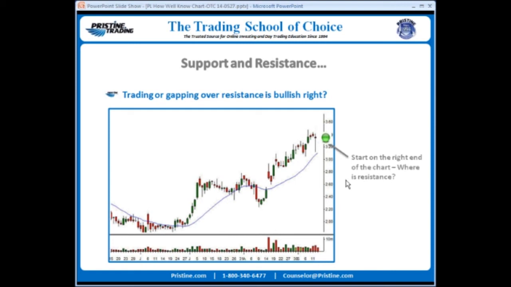Starting at the right-hand chart, where is resistance? Let's look at this other one here real quick. So we're at resistance. If we were to gap right here, above the topping tail, above all these bars, what would that be, guys? Would that be bullish or would it be bearish?